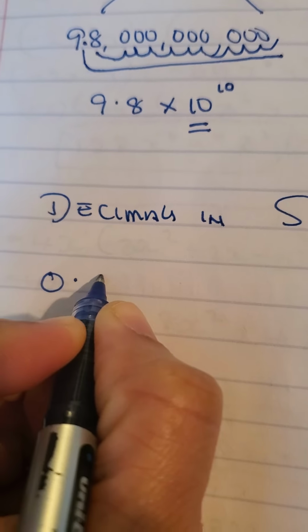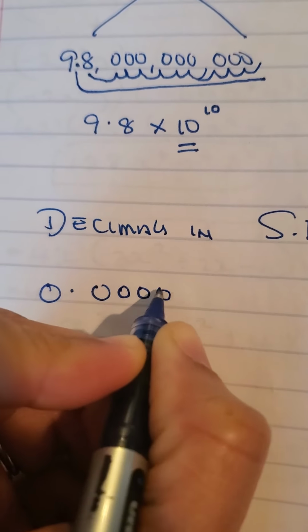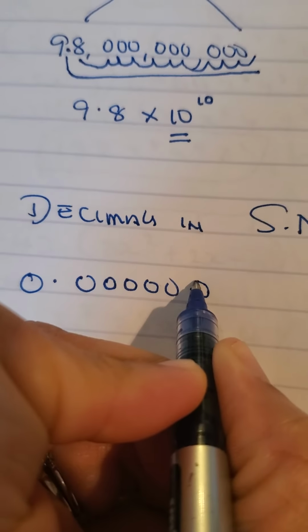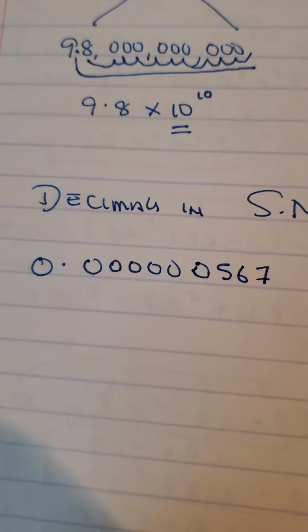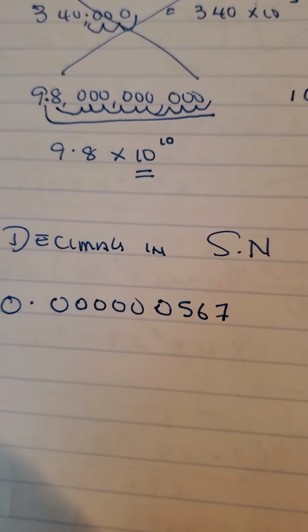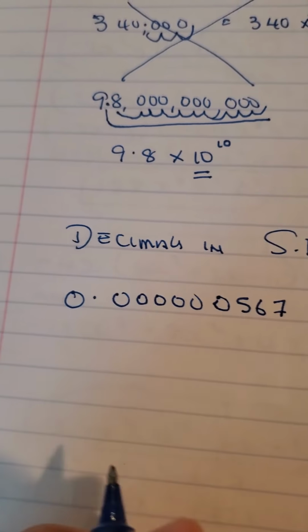So how many zeros are here? 1, 2, 3, 4, 5, 6. Yep, 1, 2, 3, 4, 5, 6, and then 5, 6, 7. So here we go. Again, the same rule applies: your point has to be between 1 and 10.